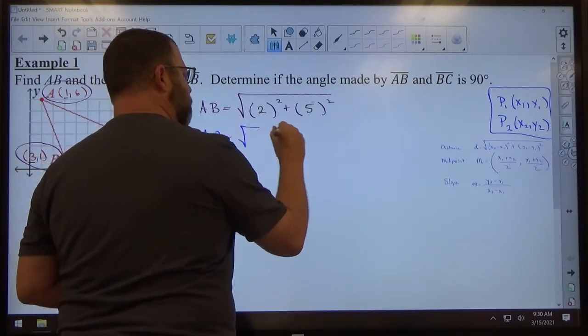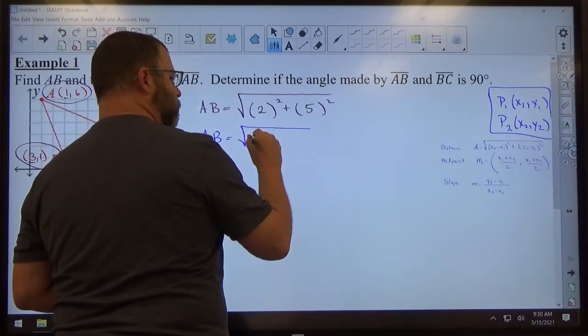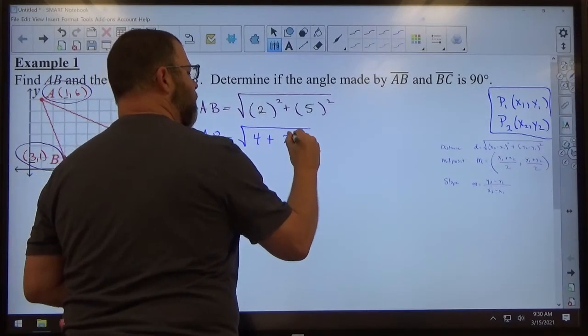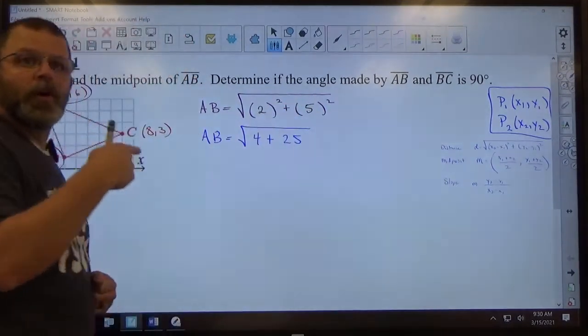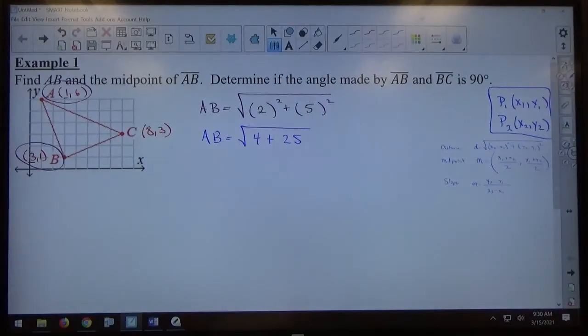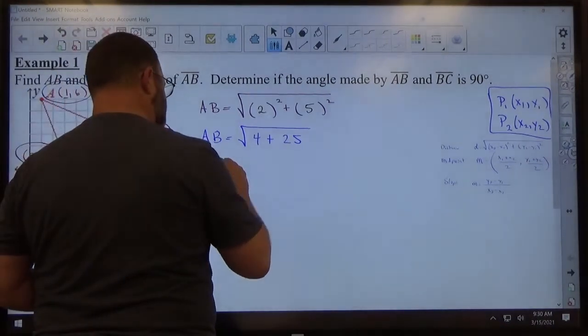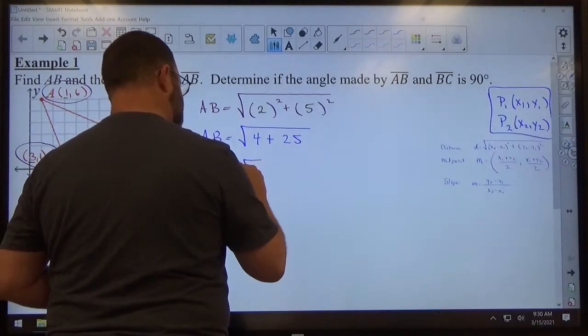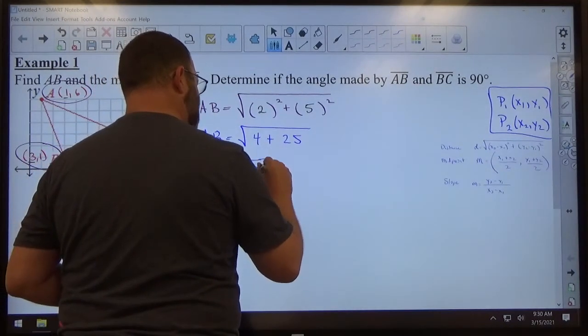tells me I'm going to take the square root of, I'm going to square both pieces. 2 squared is 4, 5 squared is 25. Even if these were negative numbers, when you square them, they become positive. So again, I just write positives every time, regardless. So square the numbers, 2 squared 4, 5 squared 25, and then you add them together. So the square root of 29 is the answer.